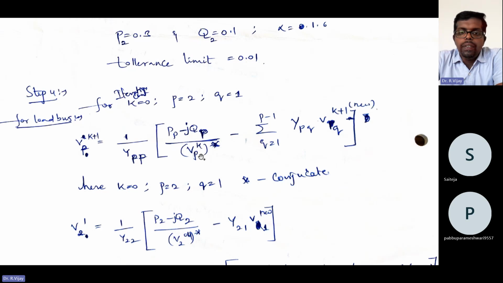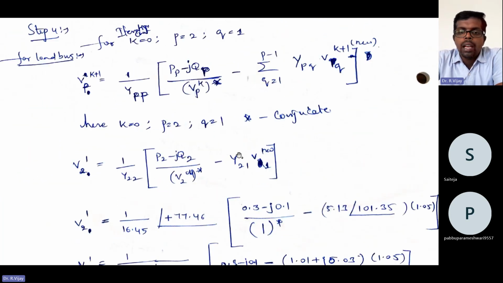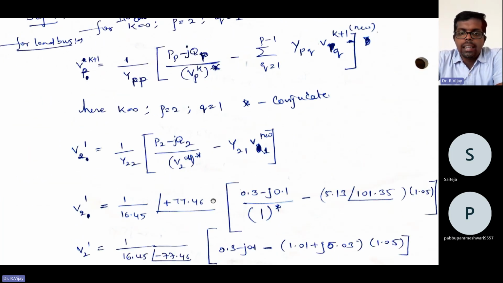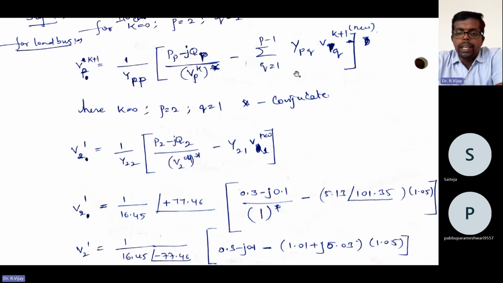For example, V2 old, given in the problem, is 1 plus j0. So star means 1 minus j0. Now substitute all these things. That is 1 divided by Ypp, that is Y22, times P2 minus j into Q2 divided by V2 old star, minus Y21 into V1 new.